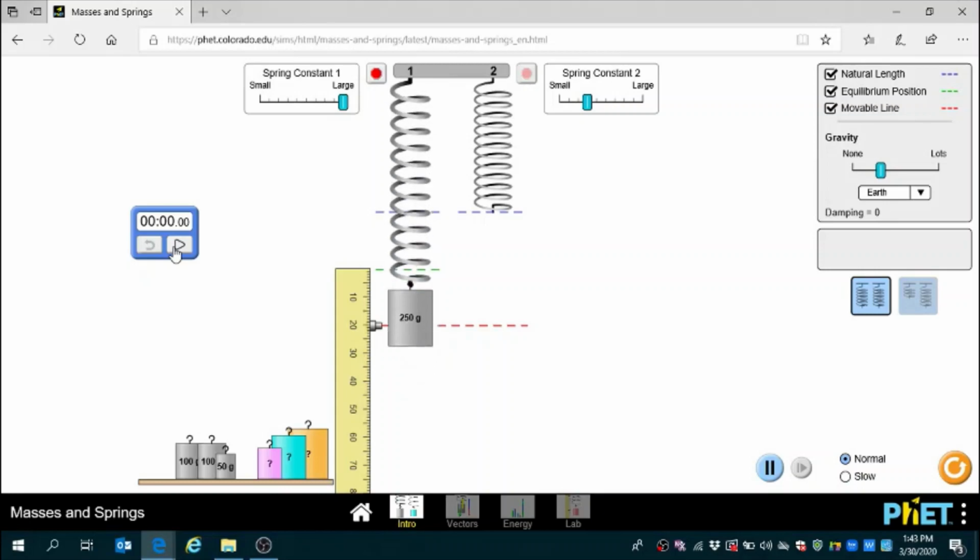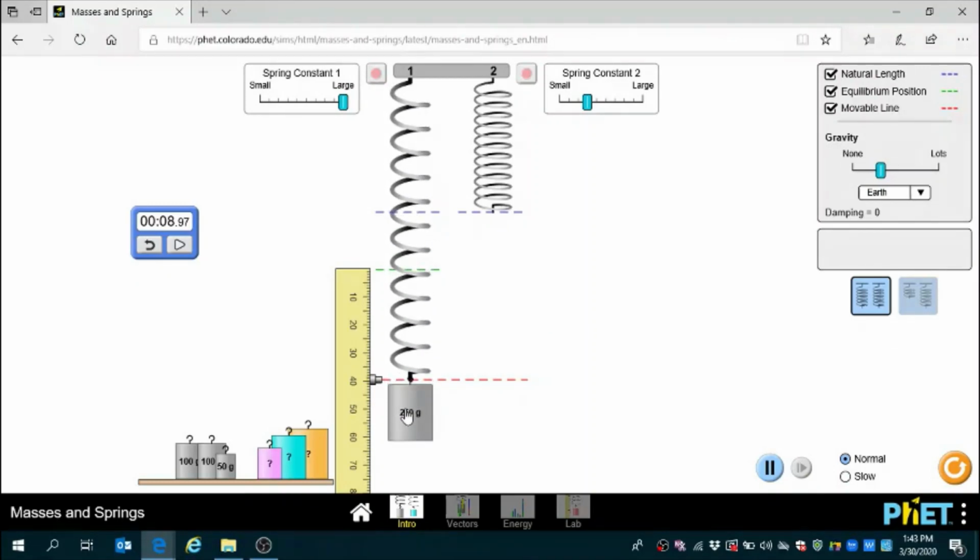and start timing. 1, 2, 3, 4, 5, 6, 7, 8, 9, and 10. Well, look at that. That's still about a 0.9 second period. Let's see what happens if we were to stretch it even further. So we'll go ahead and quadruple the stretch down to 40 centimeters from our original 10. Pull the mass all the way down here.